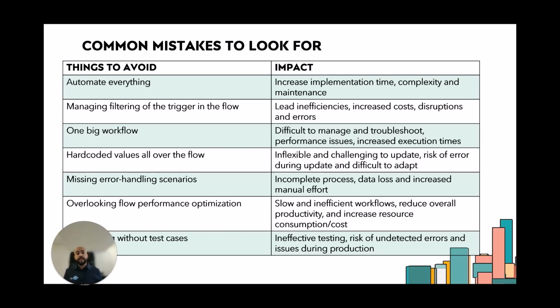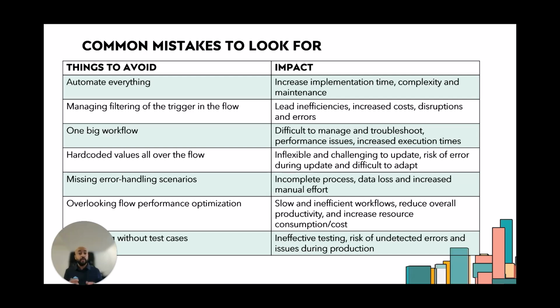Now, common mistakes to avoid or things to look for, and their related impact. Automate everything: things to avoid, because if you have a process, there are many tasks in that. Always try to automate the tasks which are high value. Because otherwise you will increase the implementation time and build complexity, and it's hard to maintain them. Triggers in the flow: this can easily lead to inefficiency, increased costs, and disruptions.